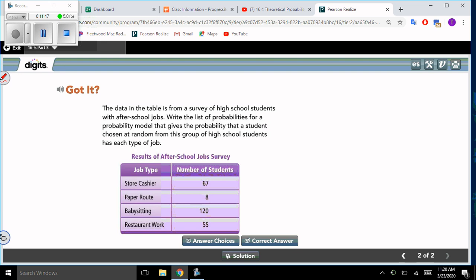Sorry about that, had to run to get a calculator based upon these numbers. So if we take a look at this, we could say, if I took 67 plus 8 plus 120 plus 55, I'm at 250. So in this particular situation, we're at 67 over 250 for the store cashier, 8 over 250 for the paper route kid, 120 over 250 for the babysitter, and then 55 out of 250 for the restaurant worker.